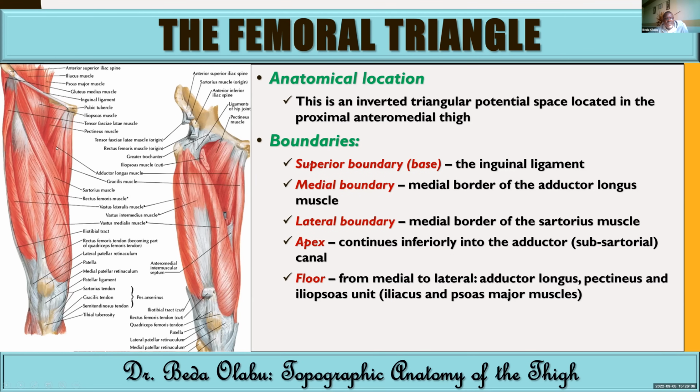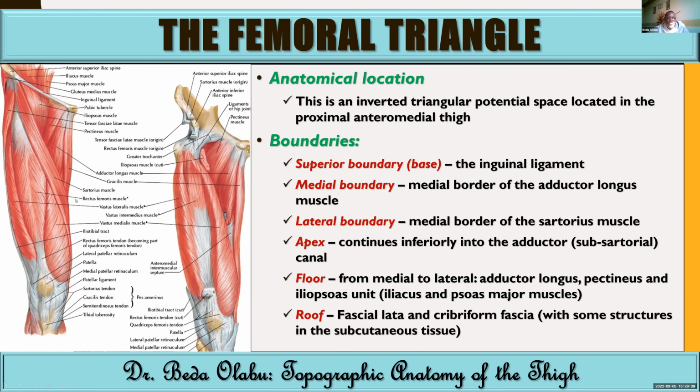We have the adductor longus muscle up to there. Then you have the pectineus muscle up to there. Then we have the iliopsoas unit, being a combined unit formed by psoas major medially and the muscle iliacus laterally. So those 3 or 4 muscles form the floor of the femoral triangle from medial to lateral.